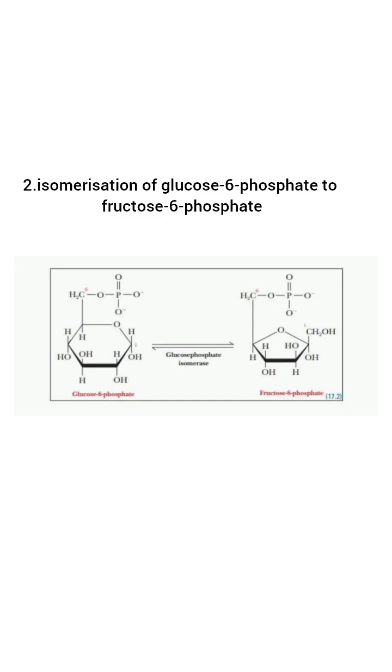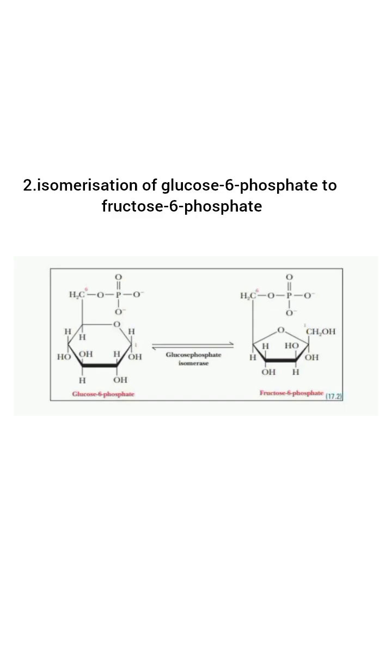The second step involves the isomerization of glucose 6-phosphate to fructose 6-phosphate by glucose phosphate isomerase. The enzyme glucose phosphate isomerase is also known as phosphohexose isomerase.